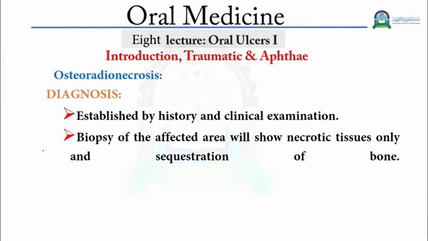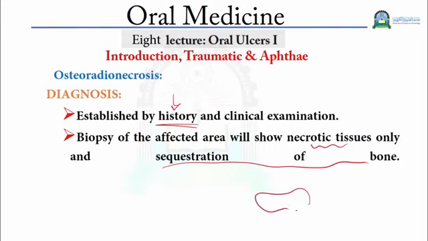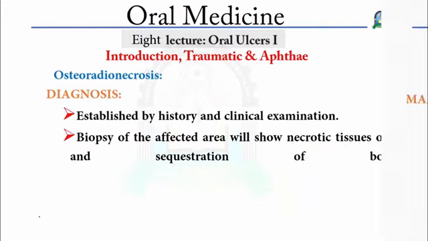How do we diagnose patients with ulcerative lesions as osteoradionecrosis? This will be established by the history and clinical examination. The patient in his history will report that he has a history of radiotherapy, and the clinical examination also will aid in your diagnosis. The biopsy of the affected area will just show necrotic bone and necrotic tissue, and also sequestration of the bone. There are separated areas of the bone in the histopathological specimen.